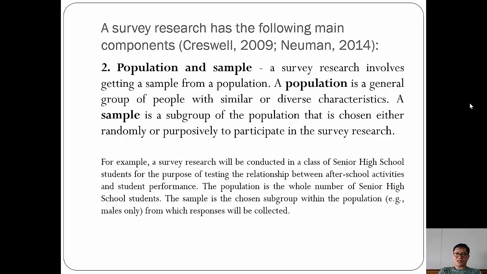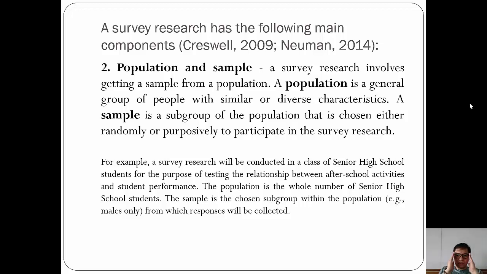Population and sample. A survey research involves getting a sample from a population. A population is a general group of people with similar or diverse characteristics. A sample is a subgroup of a population that is chosen either randomly or purposively to participate in the survey research. Okay? For example, a survey research will be conducted in a class of senior high school students for the purpose of testing the relationship between after-school activity and student performance.